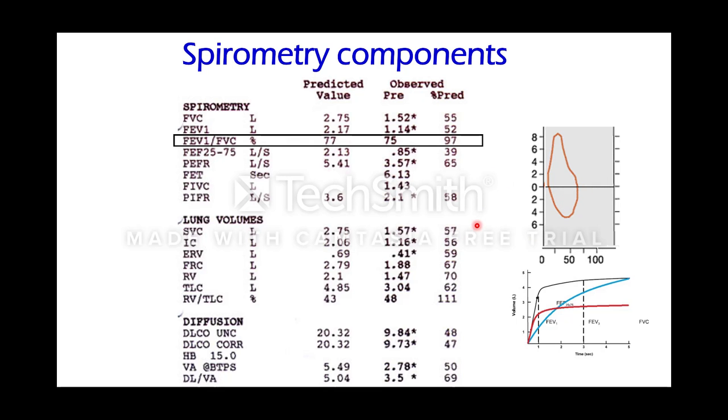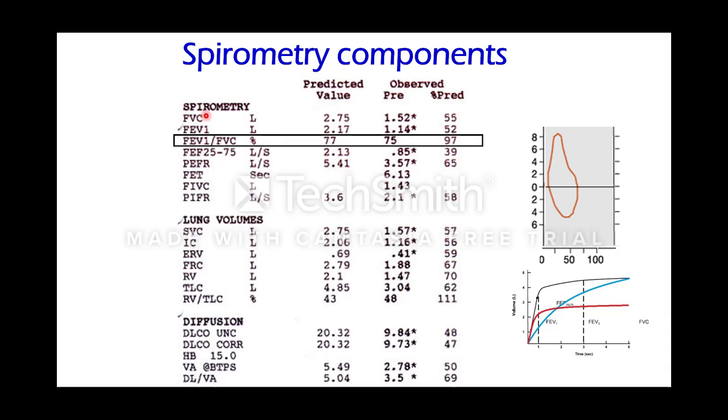So how to read is first to read the numbers and compare them to the loops and the graph. There are a lot of numbers, so where to start? It's better to start here, where there is the FEV1 to FVC ratio. If this is normal, it means two things: either both of these are normal or both of them are low. So either we are dealing with a normal lung or restrictive lung disease.